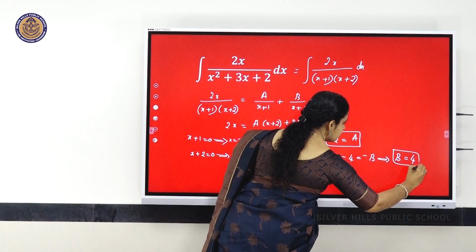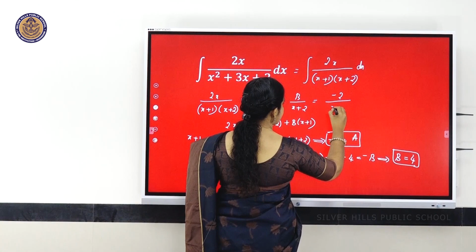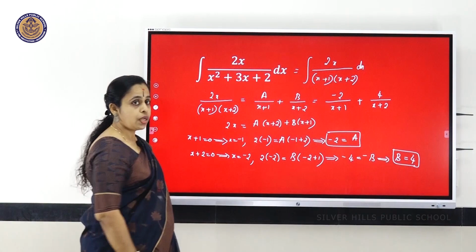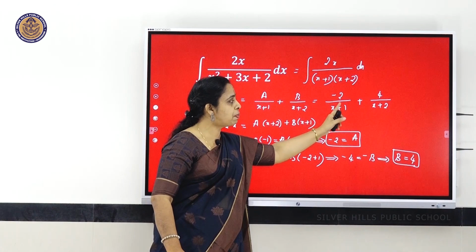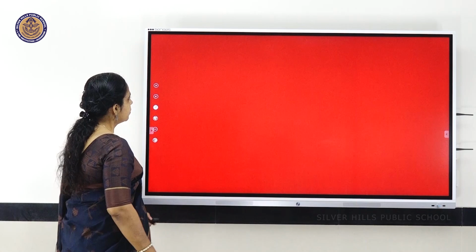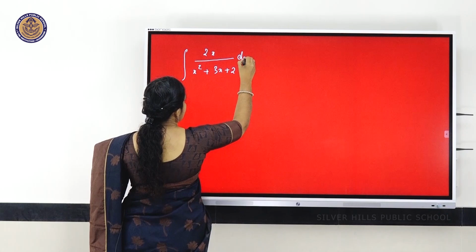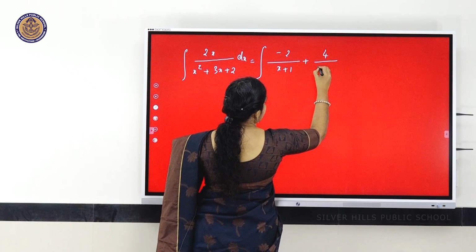Now the value of a and b we will substitute respectively. So you will get minus 2 divided by (x plus 1) plus value of b, 4 divided by (x plus 2). Now we will do integration. In the place of this integrand, we will substitute these two simple rational functions and do integration. Integral 2x divided by (x square plus 3x plus 2) dx will be equal to integral of minus 2 divided by (x plus 1) plus 4 divided by (x plus 2) dx.